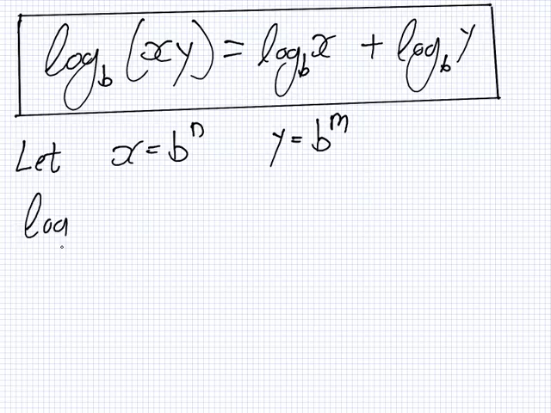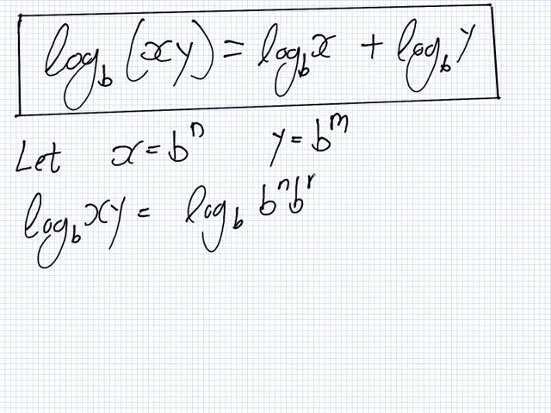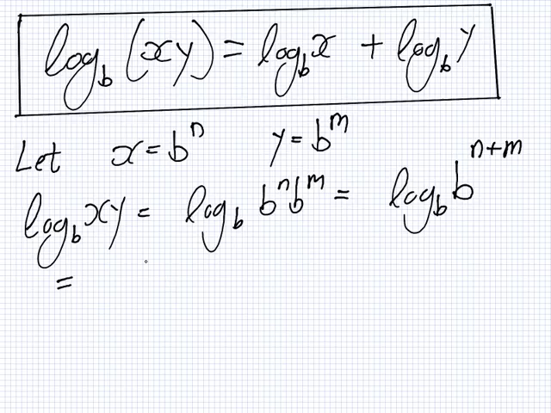So that means log_b(xy) will equal log_b(b^n · b^m), because that's xy. But using our first rule of logs, this is log_b of b to the power n plus m. So now, remember what log is. b to what power makes b^(n+m)? What power do you put on b to make this? Well, obviously it's this power.